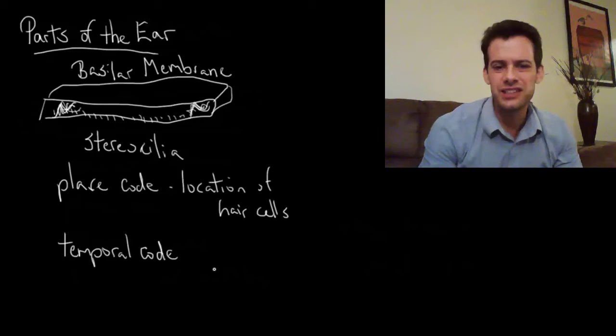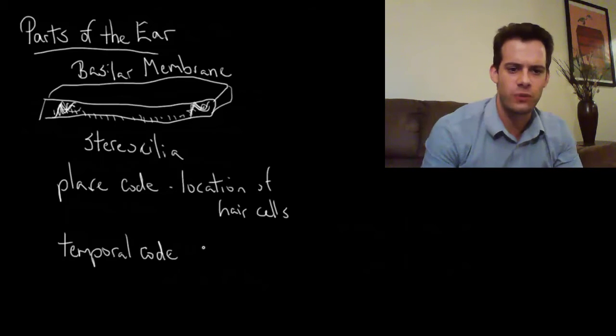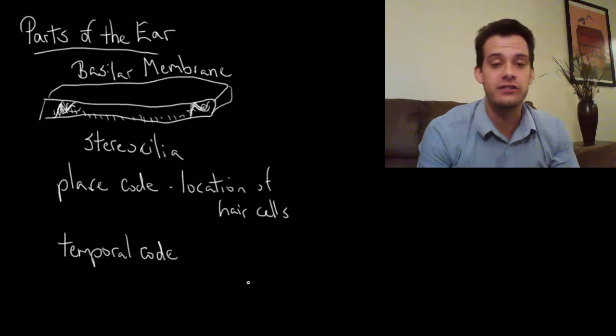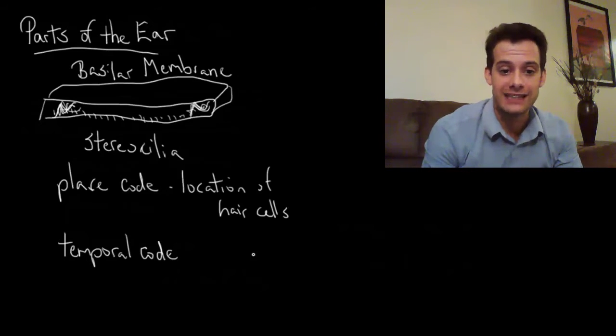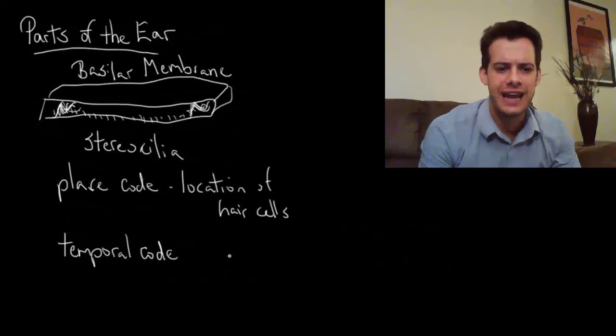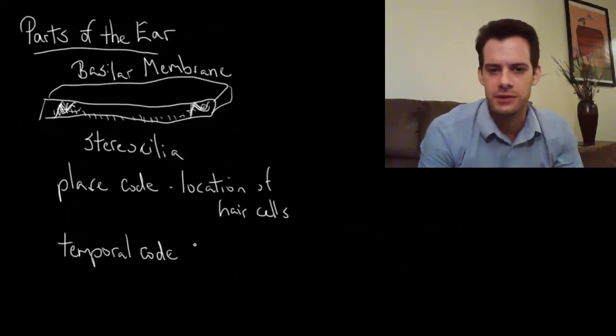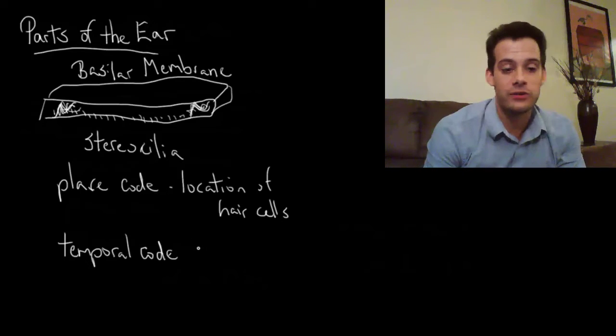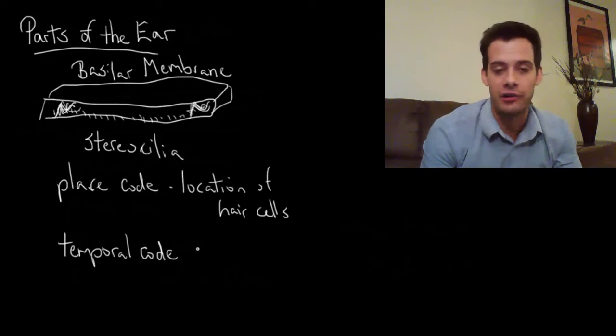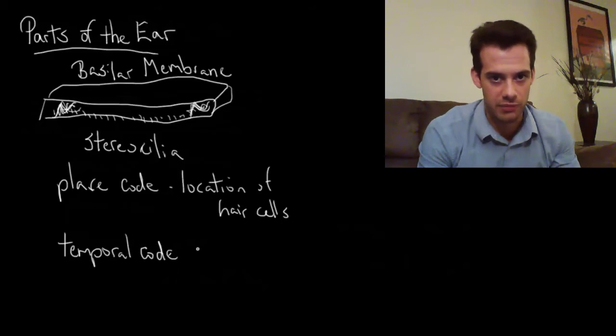Now, initially, this idea was kind of dismissed because people said, well, we can hear very high pitches, 20,000 hertz, right? That's very, very fast vibration, and our neurons can't keep up. We don't have neurons that can fire 20,000 times a second. So how could we possibly use temporal code? And then the idea was, well, actually, you don't need to have neurons that fire 20,000 times per second.